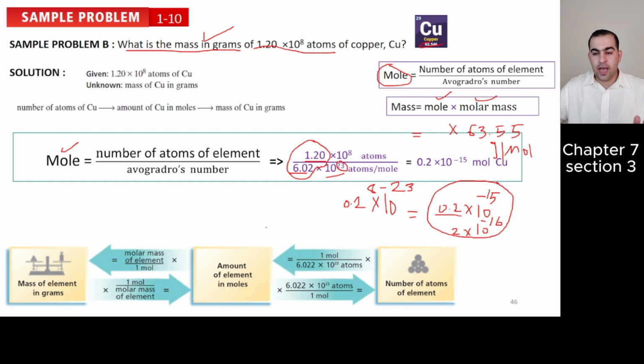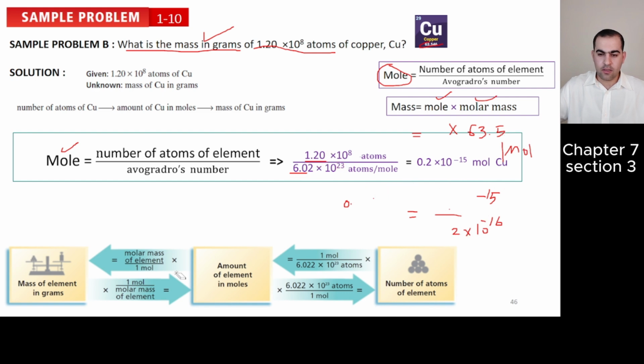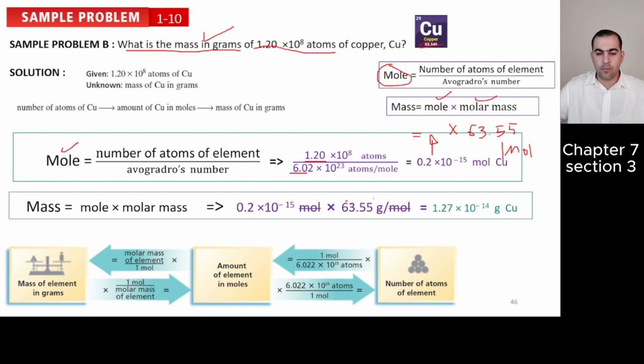That's it. Now we have just found the mole. Mole is equal to this number. So 0.2 times 10 to the power negative 15 times 63.55 gram per mole, the moles cancel out. It equals 1.27 times 10 to the power negative 14 gram of copper.